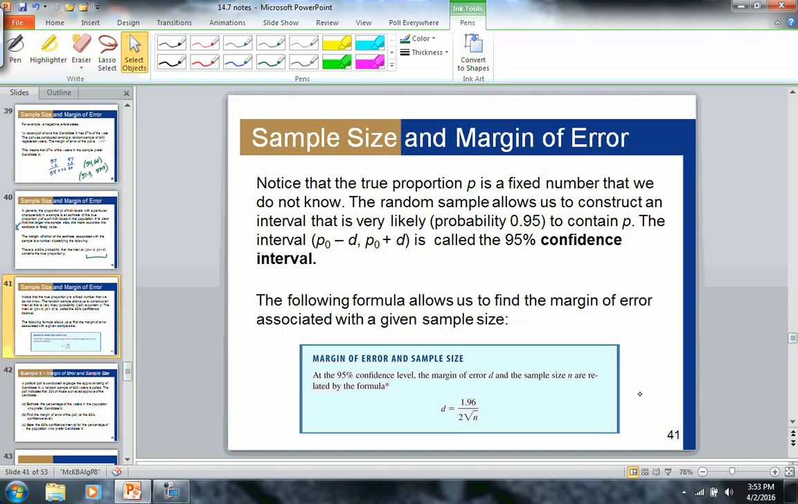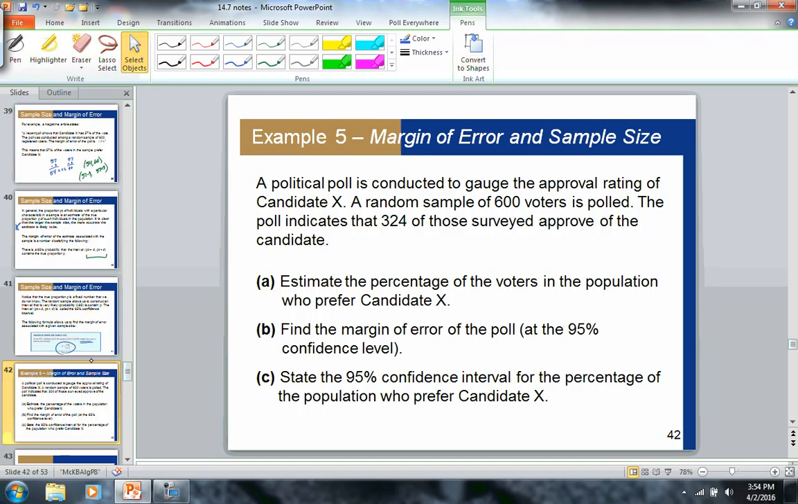So this is our calculation to find our margin of error. We're going to take 1.96 and divide it by 2 times the square root of the number that we have in our sample size. So n there is our sample size. So that's going to help us find the margin of error, so that way we can find that confidence interval. Okay, so we're going to do that here for example 5.